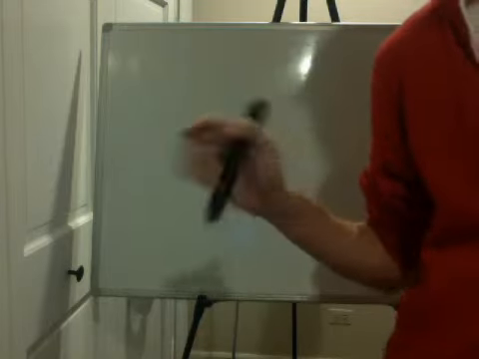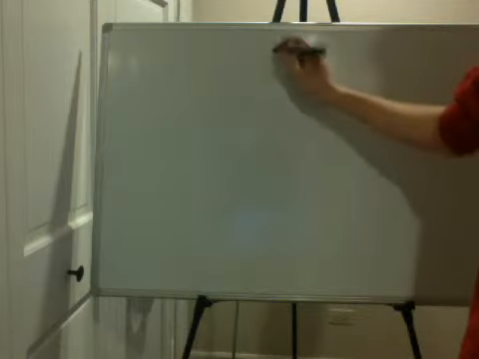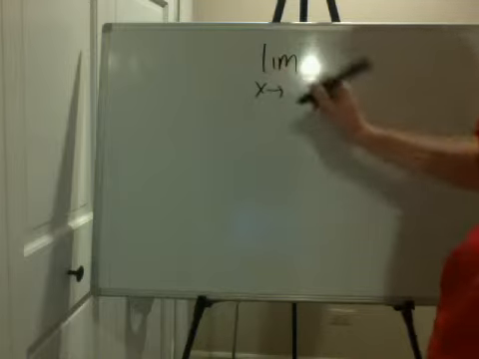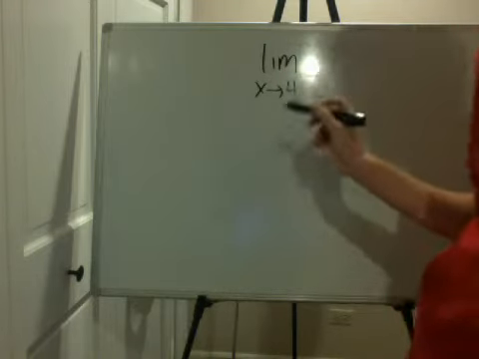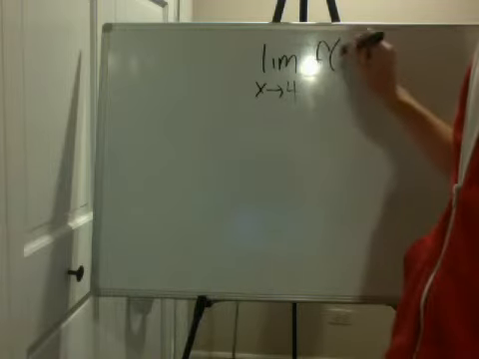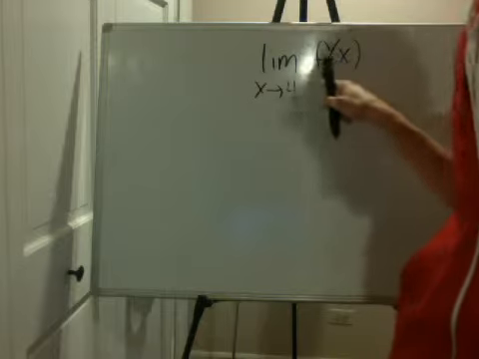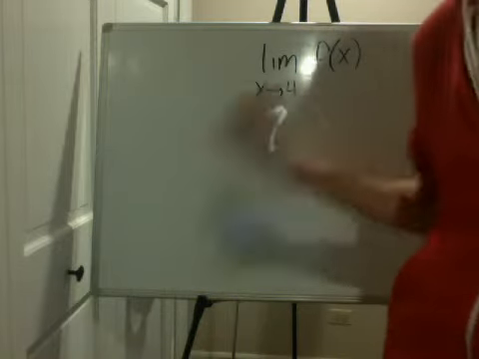Okay, so a limit is the value that a function will go to when it approaches a certain point. What I mean by that is, for example, in this limit, I'm going to go from x to 4. In this case, for whatever f of x is, we want to know what value you're going to get when x approaches 4 from both sides.